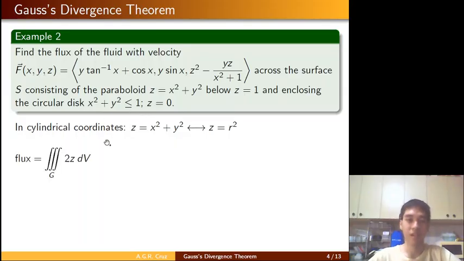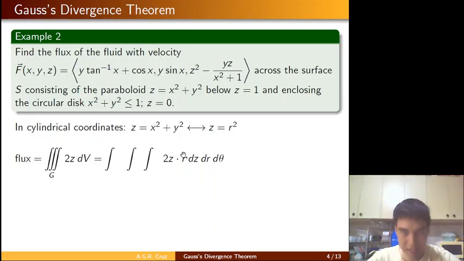Okay? So our flux in cylindrical coordinates is now the triple integral of this converted to cylindrical. But 2 is of course constant, and z does not change in cylindrical. So we will retain the same integrand, which is 2z. And then what will our dv turn into? It will now be r dz dr d theta. Remember, in cylindrical coordinates, we have an extra r on the outside, no? So you should have an r in cylindrical coordinates.